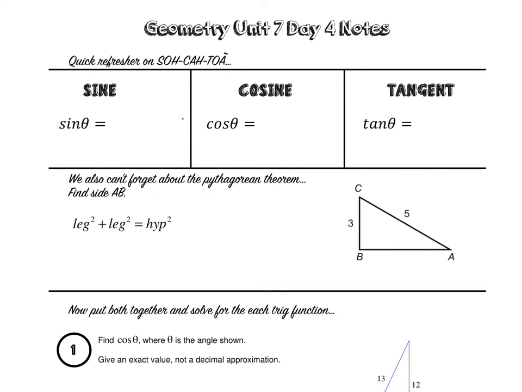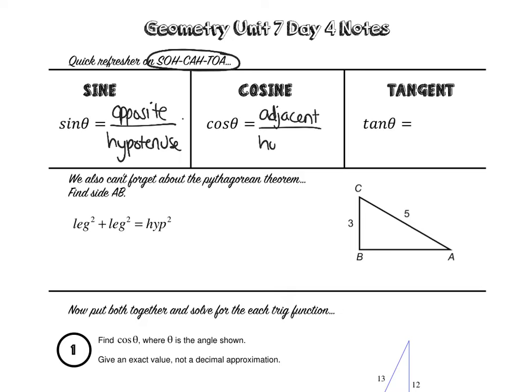I'll provide for you guys in the documents the cheat sheet that you would be using if we were in class right now, but we're not. So here's a little refresher at the top of your notes page. The sine of theta is opposite over hypotenuse. That's the SO part. And the cosine of theta is adjacent over hypotenuse. And then the tan of theta is opposite over adjacent. And that's the TOA part.